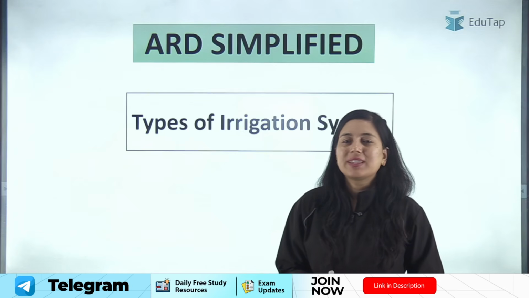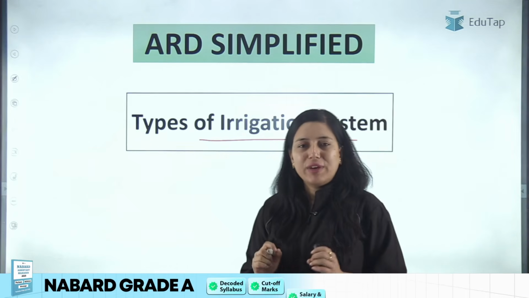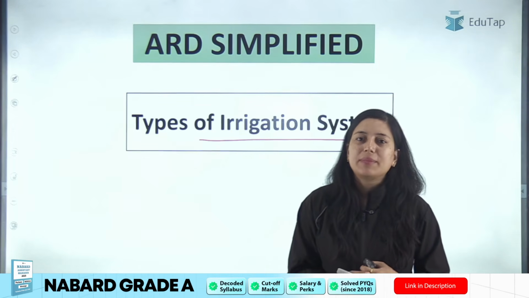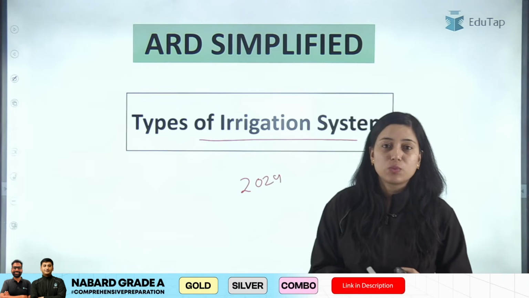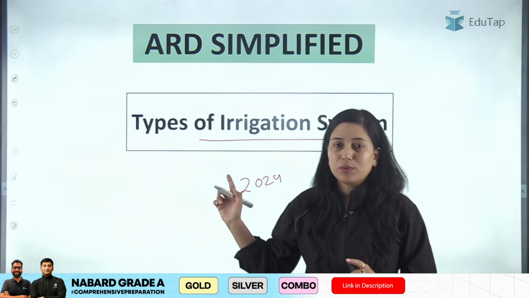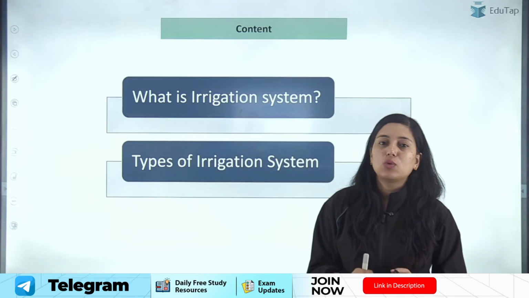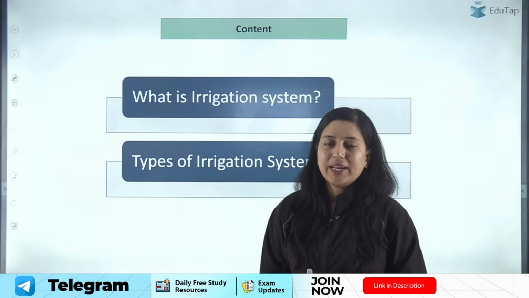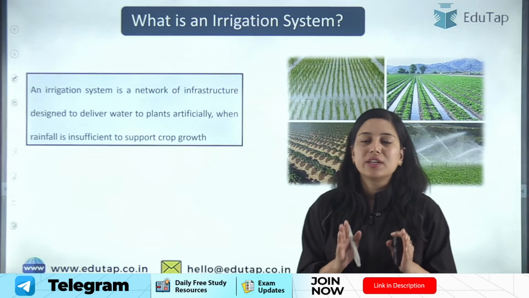So today the topic that we are going to cover is types of irrigation system. Very important topic again from your examination point of view. Why? Because in 2024 phase 1, two questions were there from this particular topic. So today we are going to discuss in detail what is irrigation system and what are the different types of irrigation system. So let's start, and first let us understand the meaning of the word irrigation.